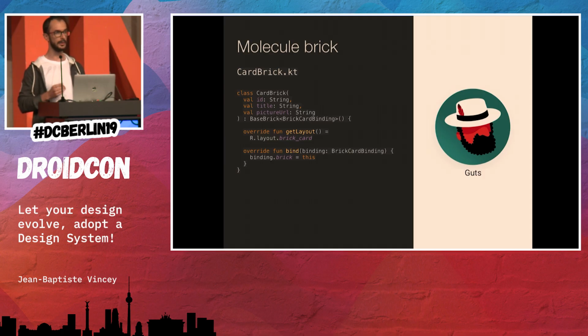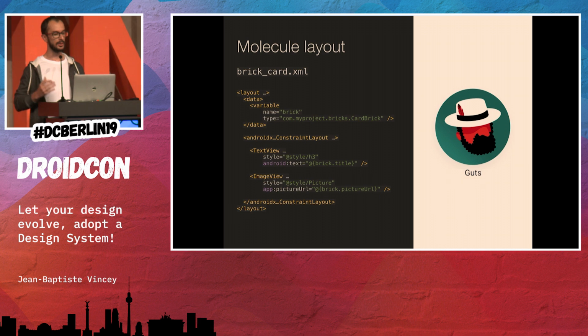It also implements a few methods that are part of base brick that are required for the Lego adapter to be able to handle and to display every brick. Okay, so our molecules are based on data binding in order to bind the data to the view. And here you can see the layout for the molecule. So you can clearly see how the molecule is composed of the different atoms, with here the text view with its own style, and the image view with also a specific style.